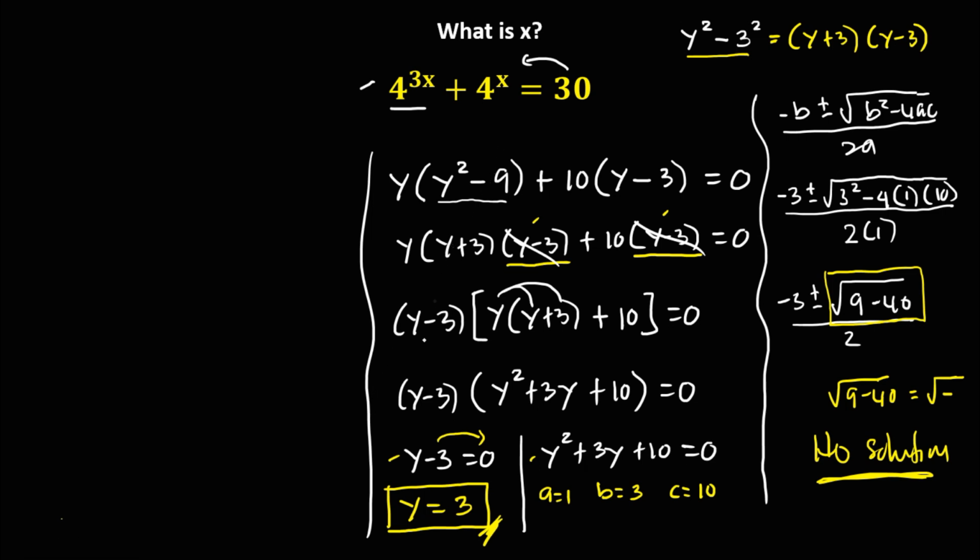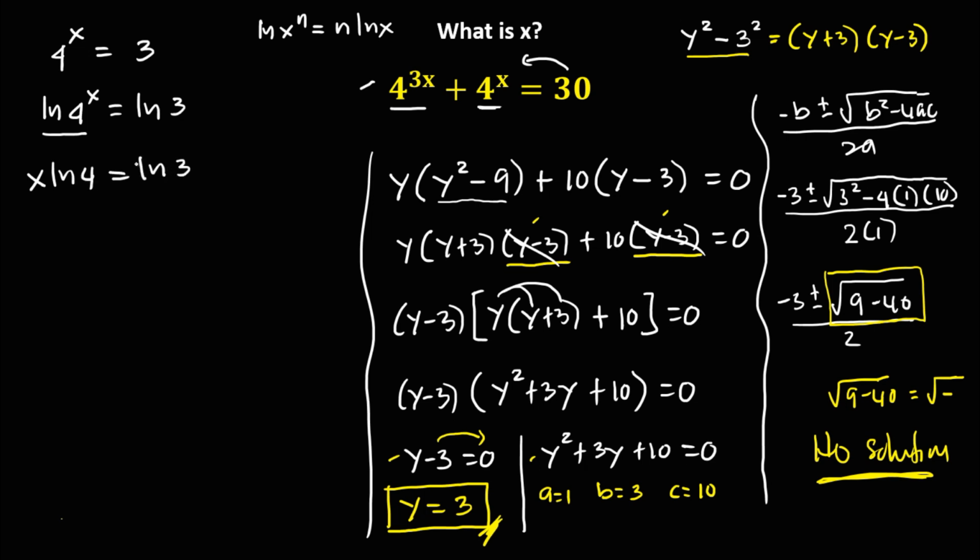So to solve for x, since we let y equals 4 to the power x, this becomes 4 to the power x equals positive 3. Then to solve for x, using the natural log, we can rewrite this one as ln 4 to the power x equals ln 3. Then from the properties of logarithm, ln x to the power n is equal to n times ln x. So therefore, this ln 4 to the power x, we can rewrite this one as x times ln 4, then equals ln 3. And to solve for x, divide both sides by ln 4, cancel. So therefore, x is equal to ln 3 over ln 4.